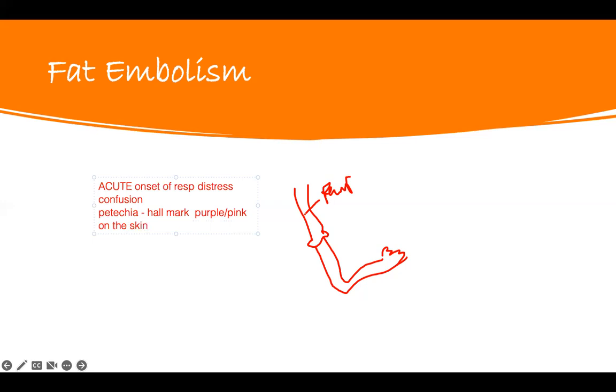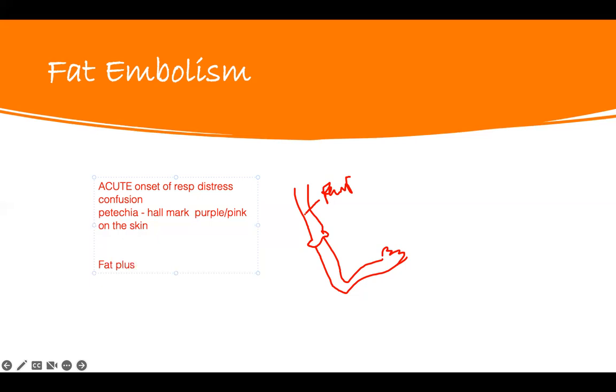They won't tell you, but it says somebody had a fracture of his femur. One day later, all of a sudden, acute onset of respiratory distress, shortness of breath, desaturation, tachypnea, pleuritic chest pain. Then they will see petechia on their skin, and then confusion. Why is this happening? Well, the long bone has fat in the marrow. The marrow cells are mostly fat. And these get exposed when you have a long bone fracture.